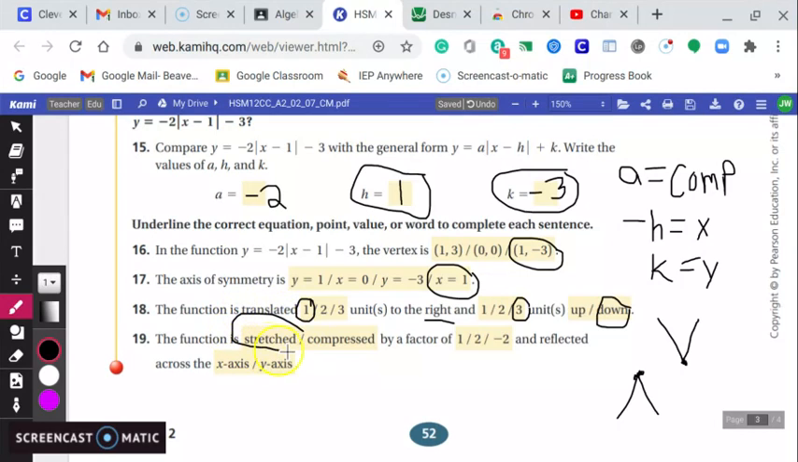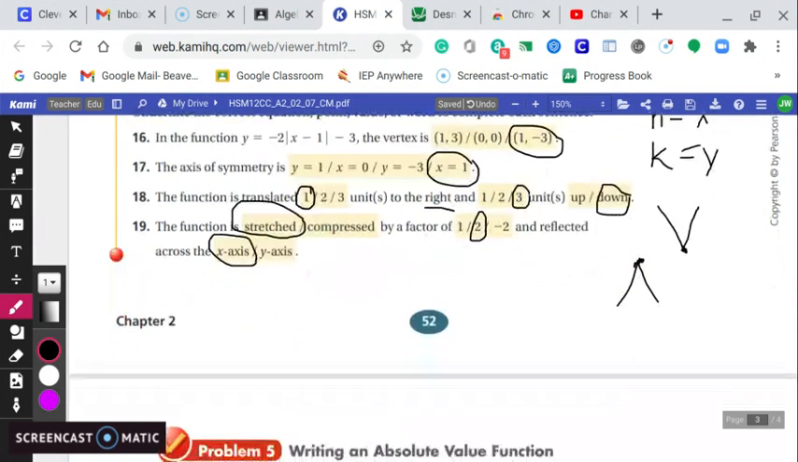Number 19, the function is stretched, not compressed. And we say it's stretched because we have this -2, stretched by a factor of 2 and reflected across the x-axis. Okay? Any questions? Come see me.